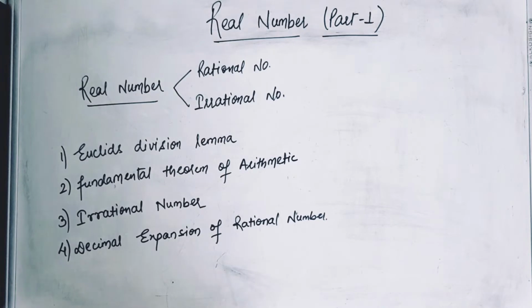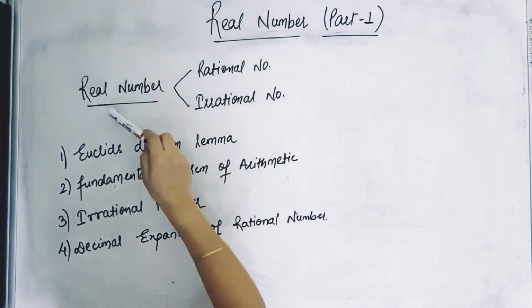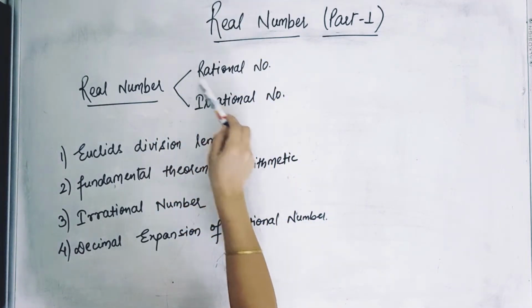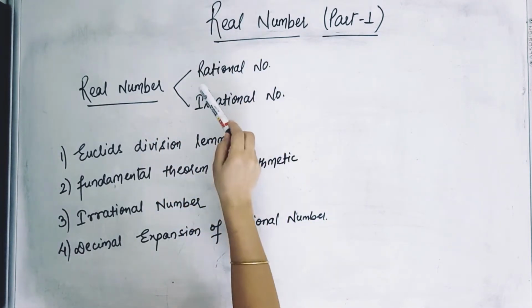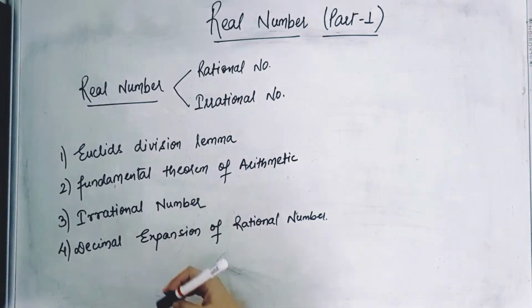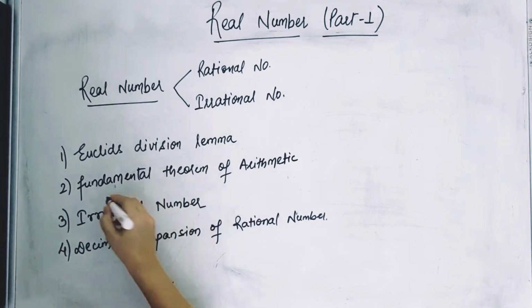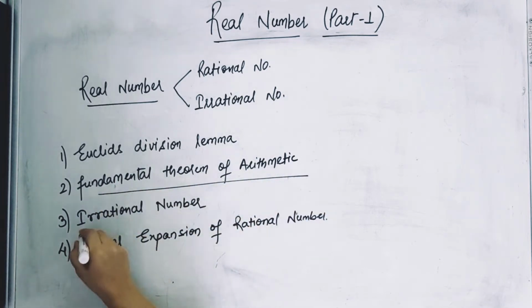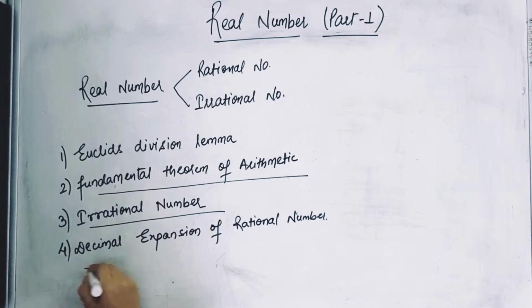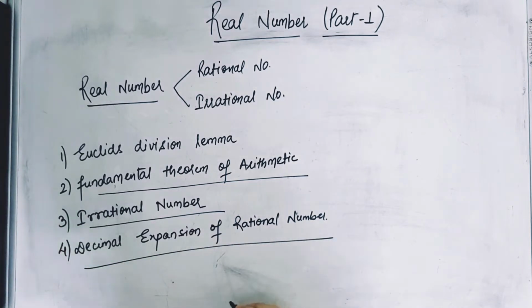So today we are going to start with real numbers. What are real numbers? Real numbers are basically rational numbers and irrational numbers. Collectively they are known as real numbers. Now in this chapter we are going to cover these topics: Euclid's division lemma, fundamental theorem of arithmetic, irrational numbers, and decimal expansion of rational numbers.